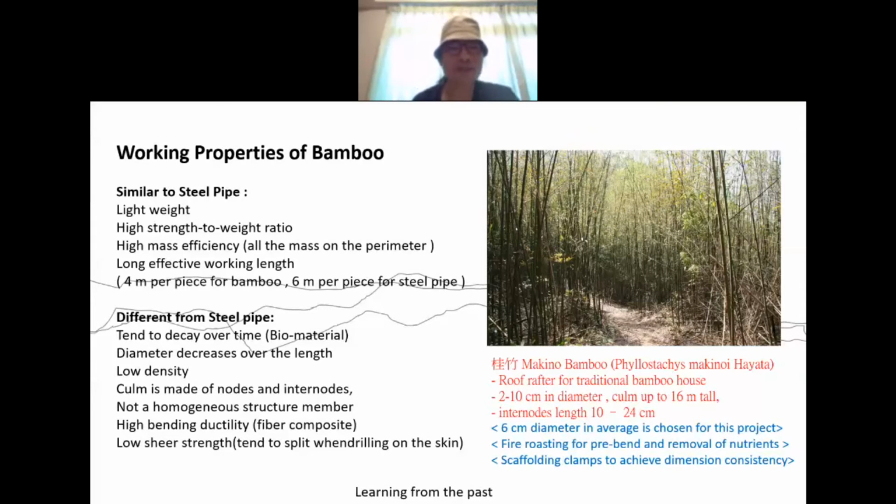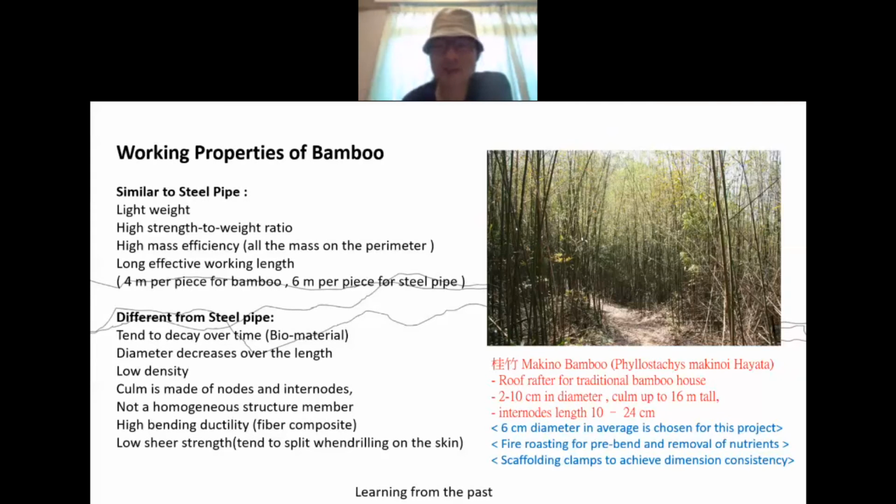And the culm is made of nodes and internodes. So it's not a homogeneous structural member like pipe. So that we need to take into consideration. And because of its low density, it's highly bendable. It's also made of fiber laying together rather than homogeneous atoms. And then also it has lower shear strength. So whenever you have penetration through the side, it tends to split with the drilling and then split through, creating the crack.